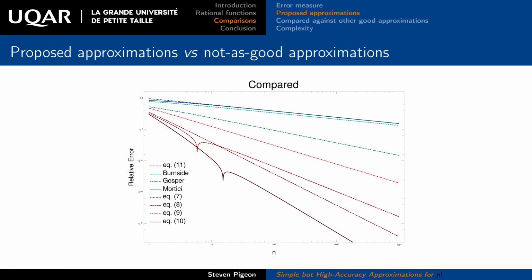Again, we have here a log-log plot. From the graph, we see that Martichi's approximation does unnoticeably better than Stirling without its correction terms. We also see that Burnside's approximation does just a little bit better. From those three, it's Gosper's approximation that does the best. But even then, we see that it does worse than our proposed solutions.